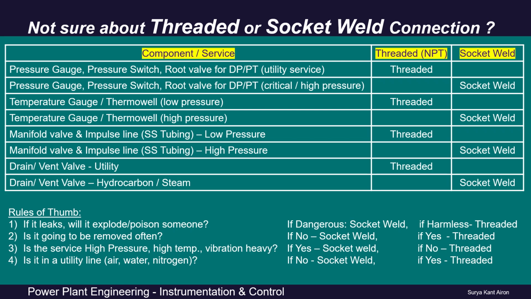Third is the service in which it is installed. If it is high pressure, high temperature, or vibration is high, then socket weld has to be used. But otherwise, we can go with threaded. And if it is in a utility line like air, water, and nitrogen, which are known non-hazardous, then threaded is fine.